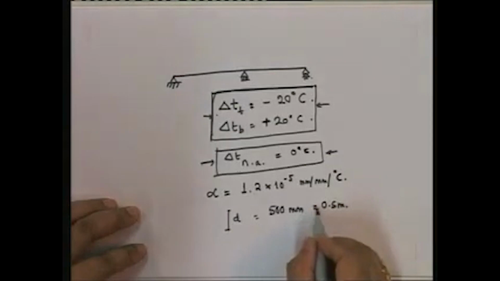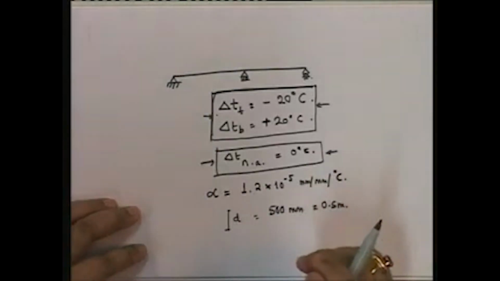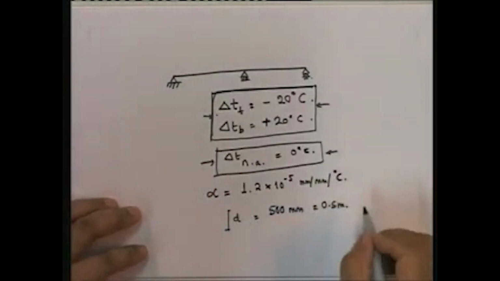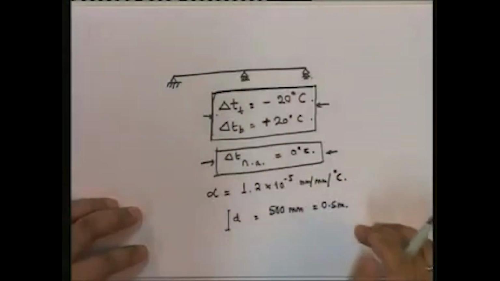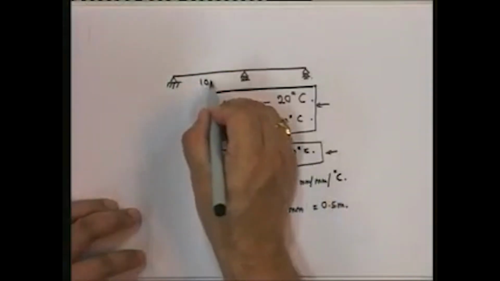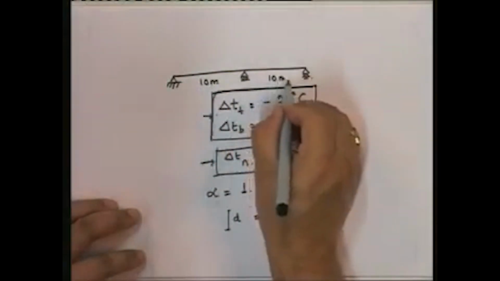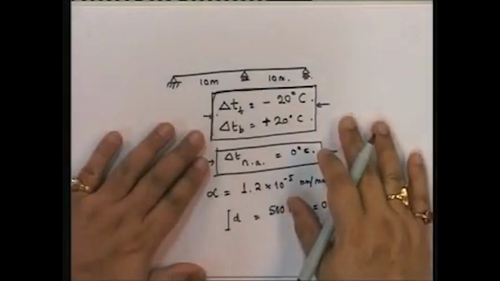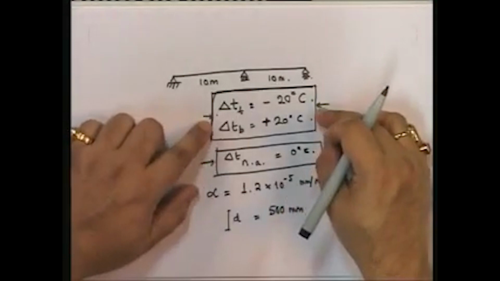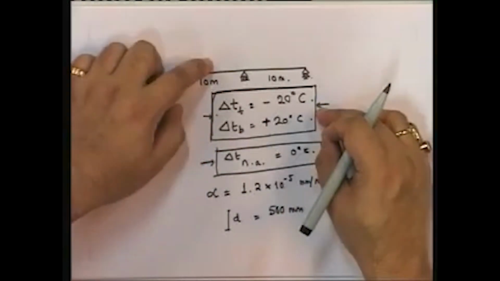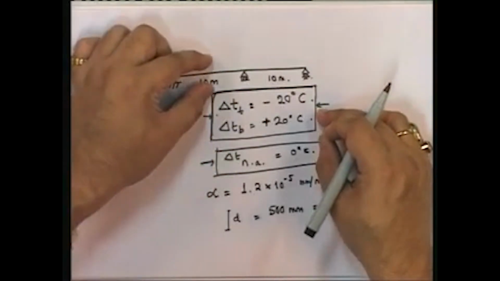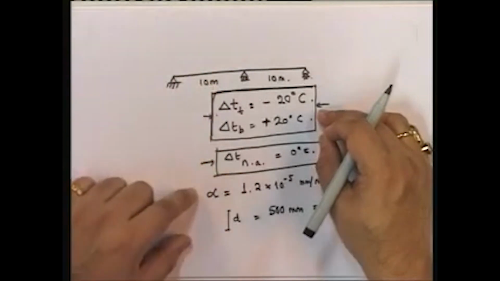Okay. As long as you use units consistently, you will never have a problem in getting any solution. Okay. And then I'm still keeping the same thing. So this is 10 meters, 10 meters. Okay. So therefore, the problem statement here is due to this differential temperature, where the top is minus 20 degrees and the bottom rises by 20 degrees. Okay, so there's a temperature differential of 40 degrees between the top and the bottom.